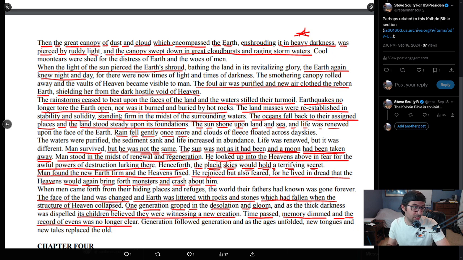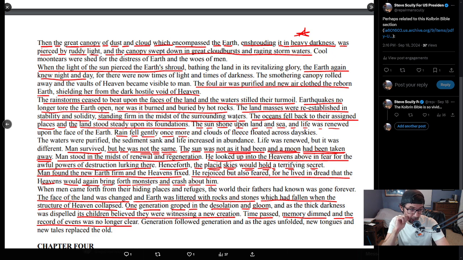That's crazy. Standing firm in the midst of the surrounding waters. The oceans fell back to their assigned places, and the land stood steady upon its foundations. The sun shone upon land and sea, and life was renewed upon the face of the earth. Rain fell gently once more. Man survived, but he was not the same.